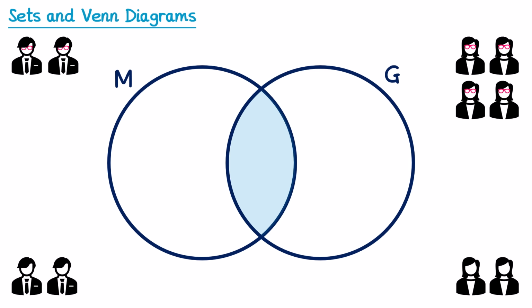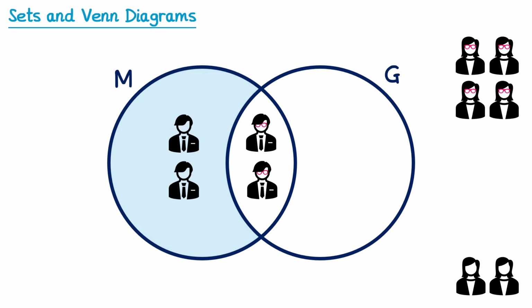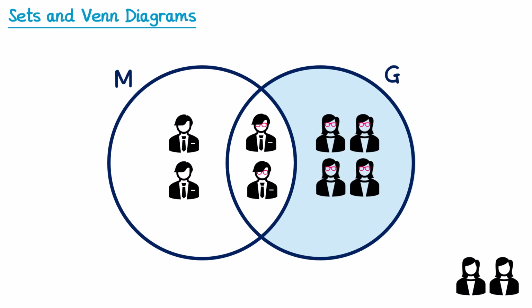We know there are 2 male teachers who also wear glasses, so they go in the middle. This section on the left-hand side is still in the circle for male teachers, but not inside the circle for those that wear glasses, so it must be male teachers who don't wear glasses. In a similar way, this right section here is for teachers that wear glasses, but it's not inside the circle that says male teachers. So we're looking for teachers that wear glasses that are not male teachers, which is these 4 teachers here.